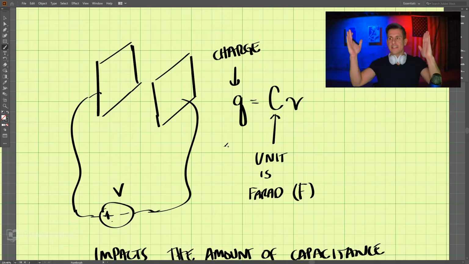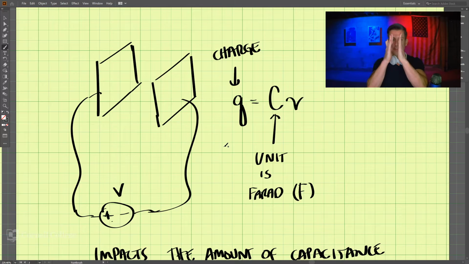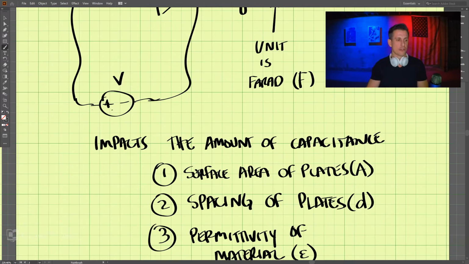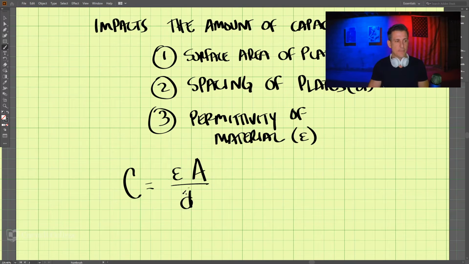So if the plates get closer together, D becomes smaller and the capacitance goes up. If the area gets bigger, the capacitance goes up. If the permittivity goes up, the capacitance gets bigger. So all of these impact the amount of capacitance in a capacitor.